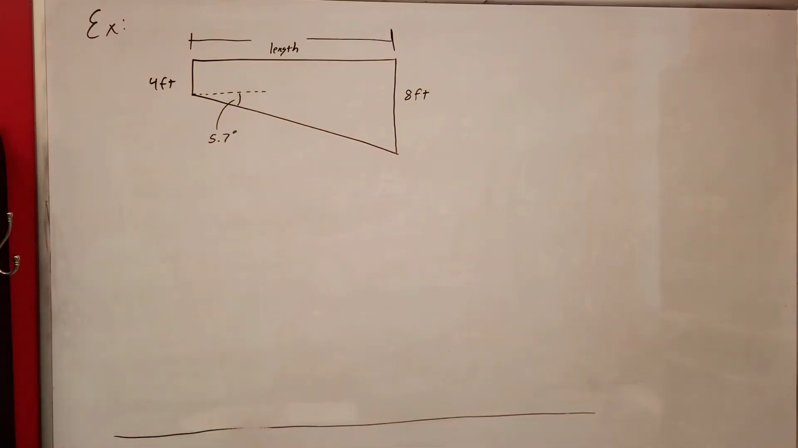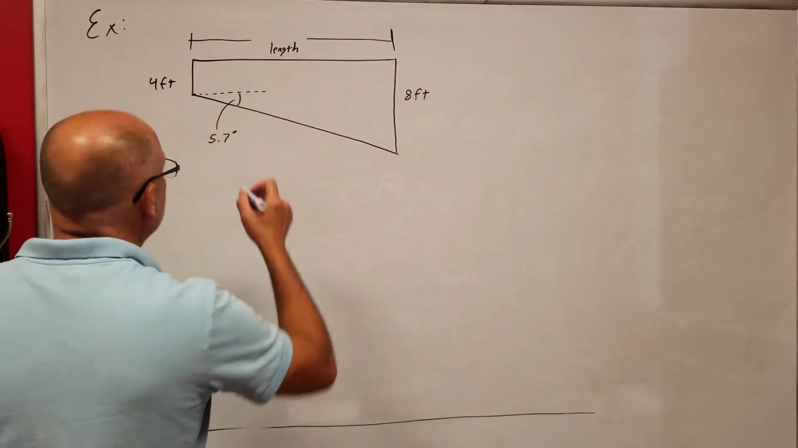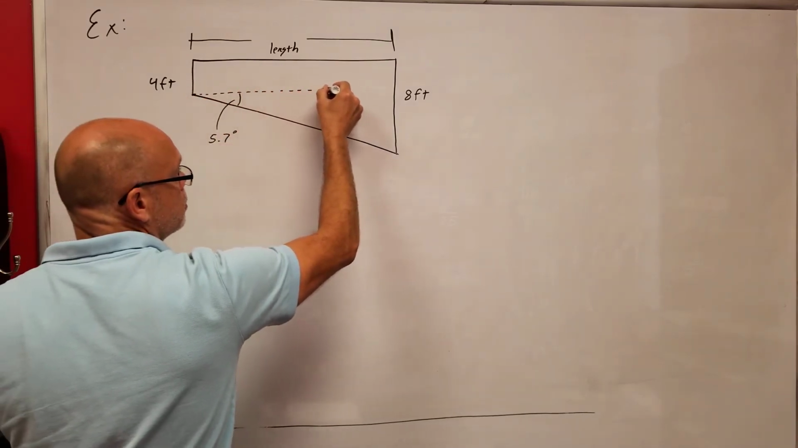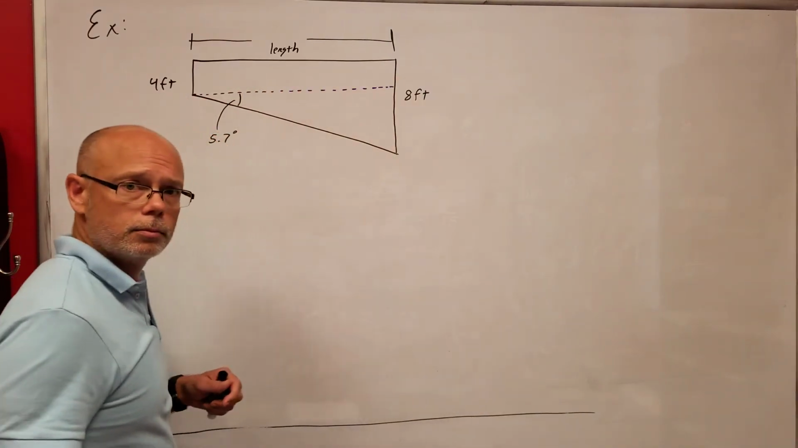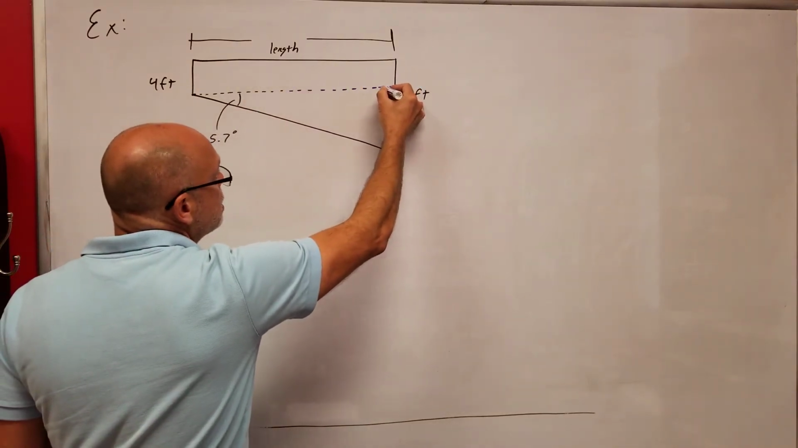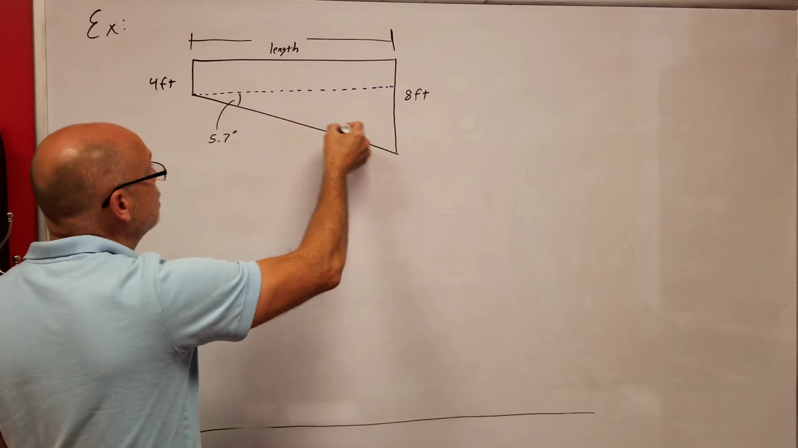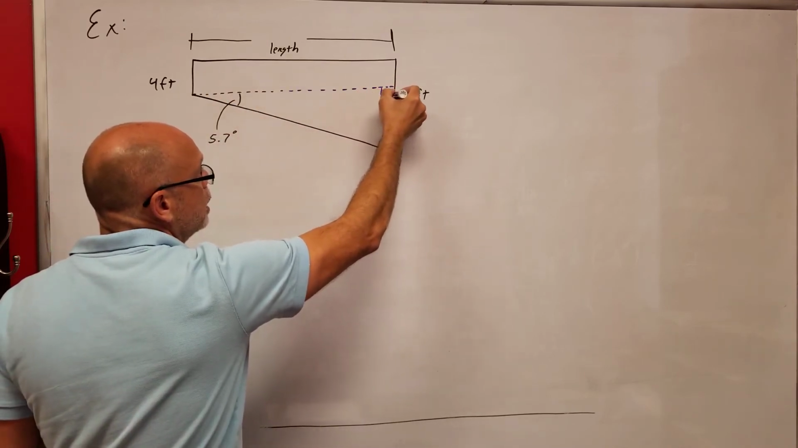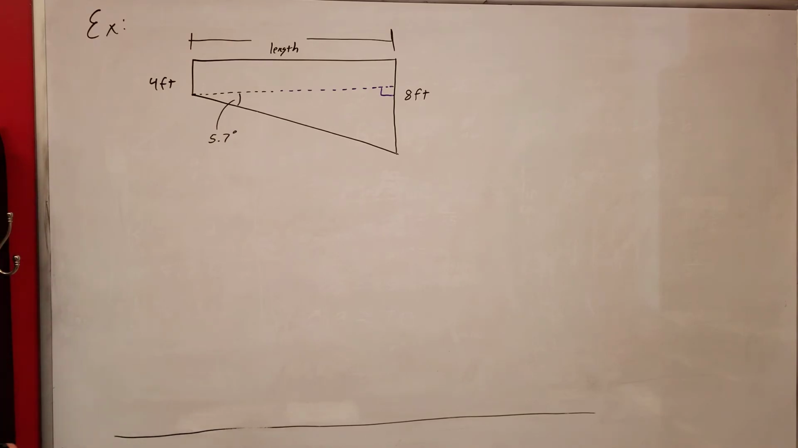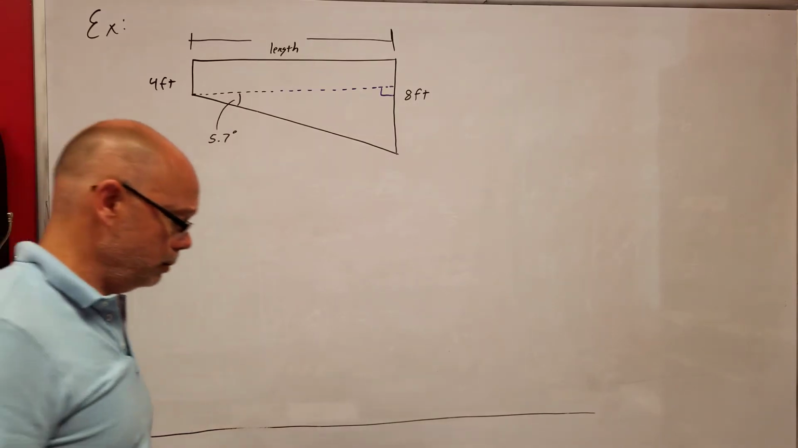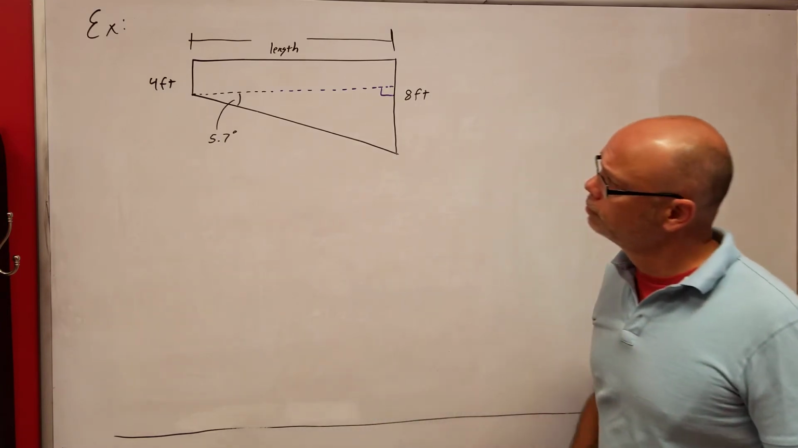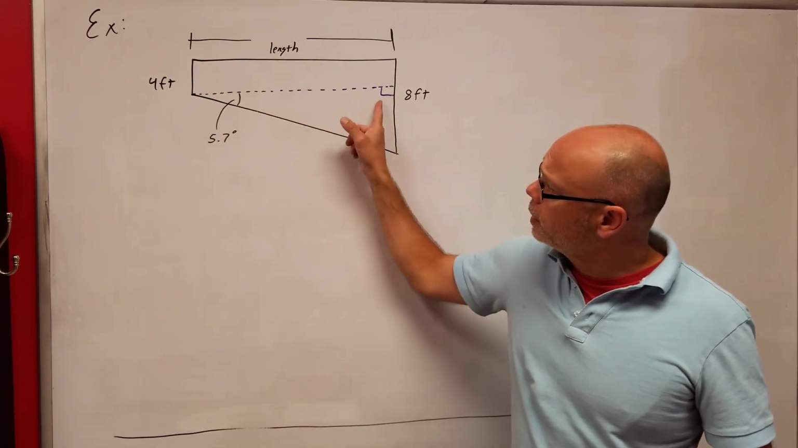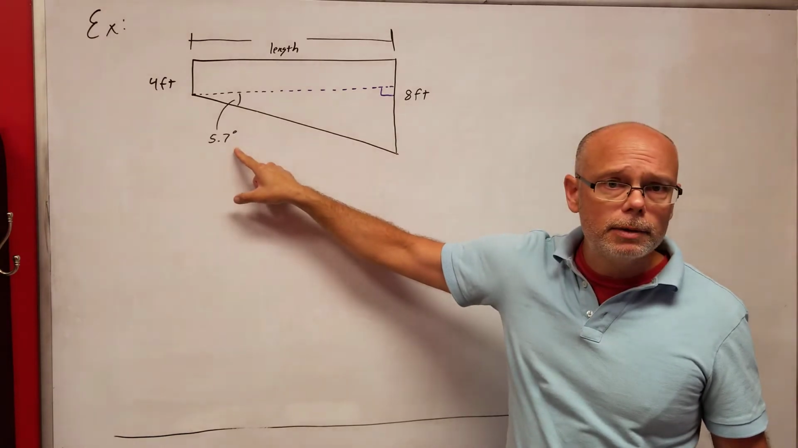All right, so the way I'm going to go about doing this is I'm going to extend this little dash line to go across like that. And if I make it go across like this, I'm going to have a triangle right here on the bottom portion with a 90-degree angle right there, right? So now, what do I know about this triangle? I know this triangle right here has a 90-degree angle. I know it has an angle of 5.7 degrees, right?